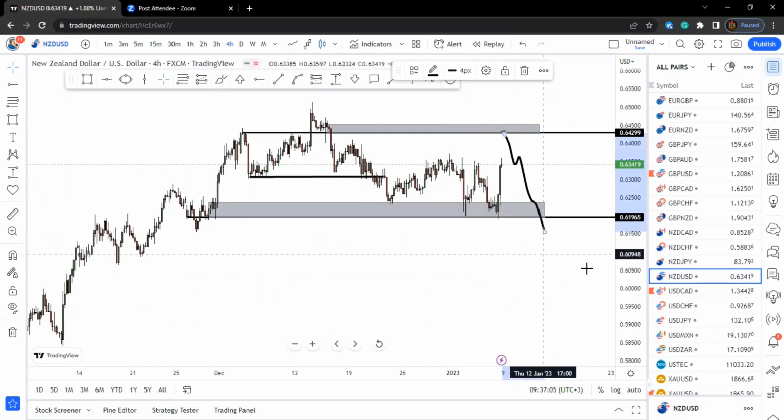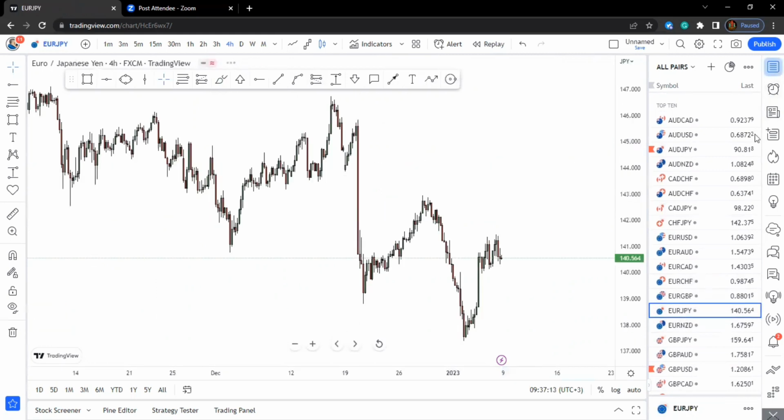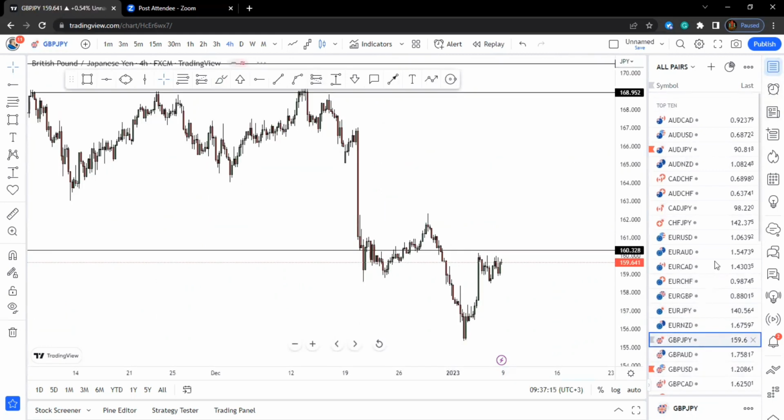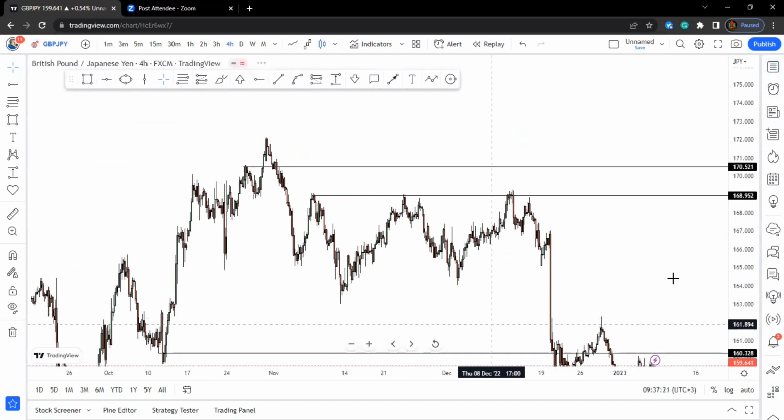Okay, let's move on to another example. Yeah, new validation point, UPJPY. UPJPY is another example, not Euro, UPJPY. UPJPY is another example for a new validation point.